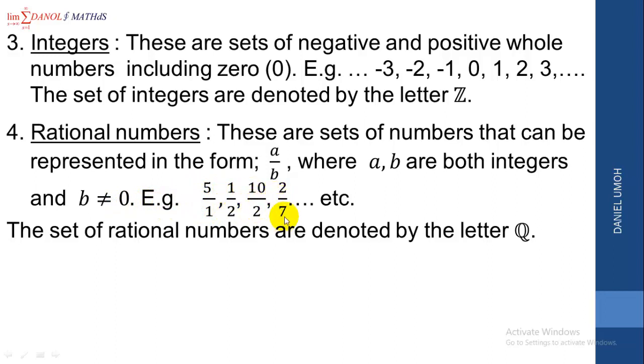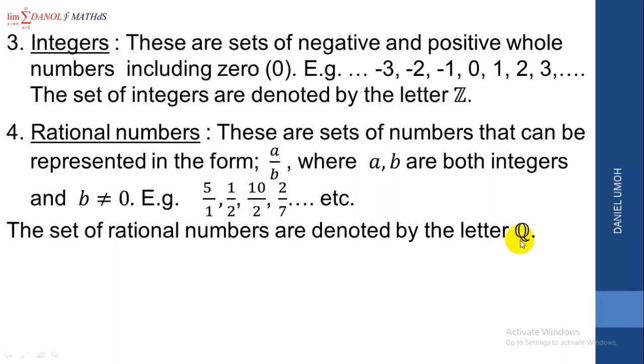Now you can see that, for instance, let's use 2 over 7. You can see that 2 is a natural number, right? Or you can say it's an integer. Then 7 is also an integer. So the ratio of two integers is known as what? A rational number. So the set of rational numbers is denoted by the letter Q.